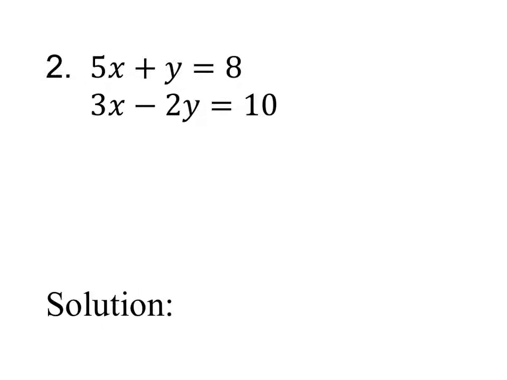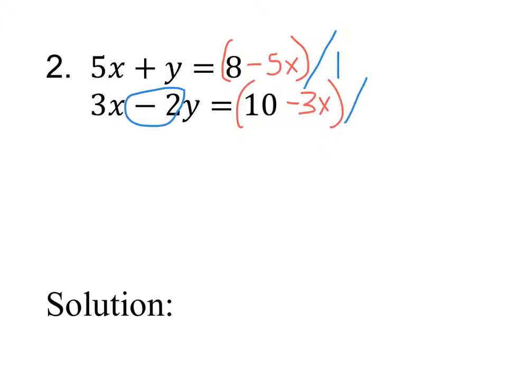So first step is right parenthesis. Then I'm going to do the opposite of positive 5x. I'm going to do -5x. Left parenthesis. And then I'm going to divide by my y number, which is 1. Now I'm going to do it again. Right parenthesis. What's the opposite of 3x? -3x. Left parenthesis. Divide by my y number, which is -2. Okay, so go ahead and put these 2 into the y equals. Pause the video, come back and check your solution.